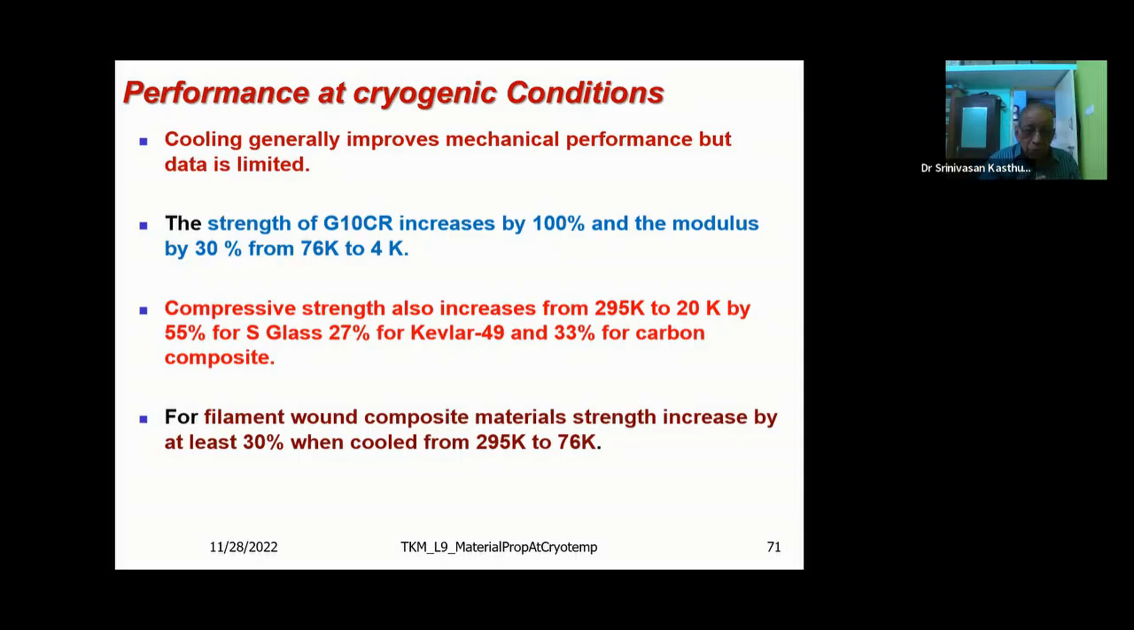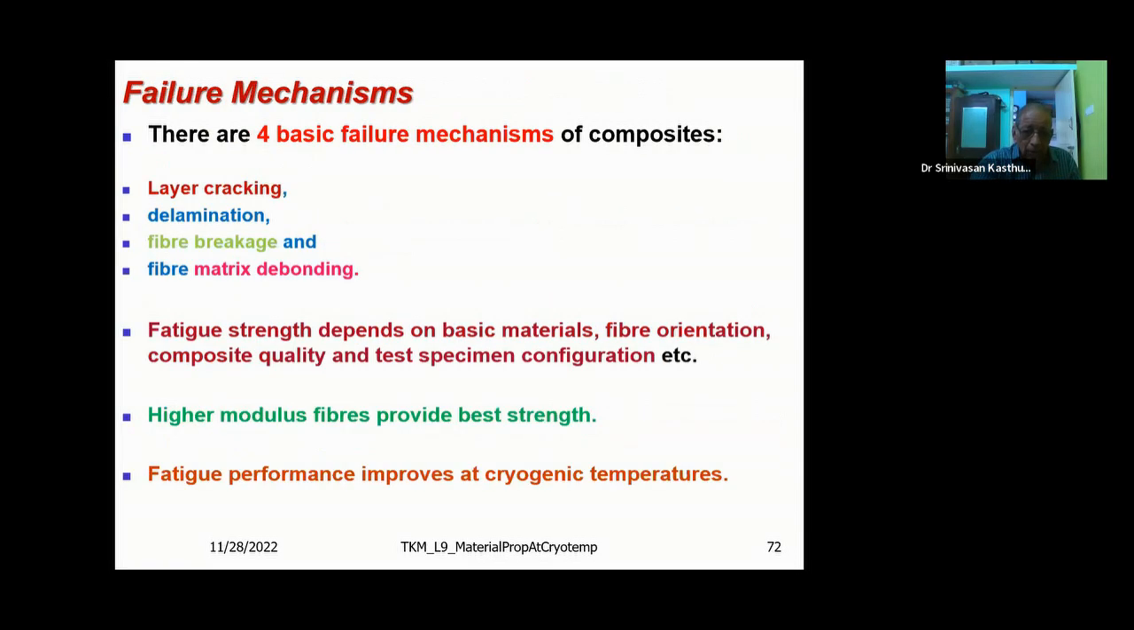Compressive strength again improves. It increases from 295 to 20 K by almost 55% for S-class, 27% for Kevlar 49, and 33% for carbon composites. For the filament wound composite material, the tensile strength increases by at least 30% when cooled from 295 to 76. So what you notice here is the performance of the composite at low temperature is certainly better.